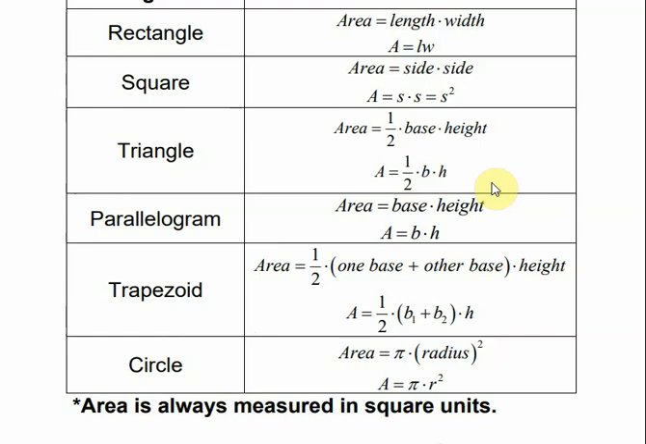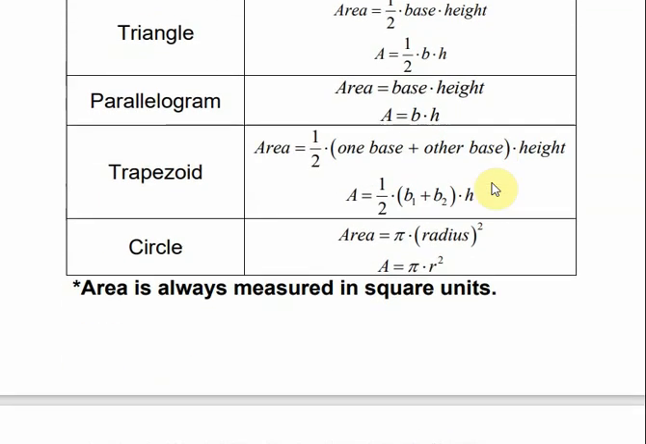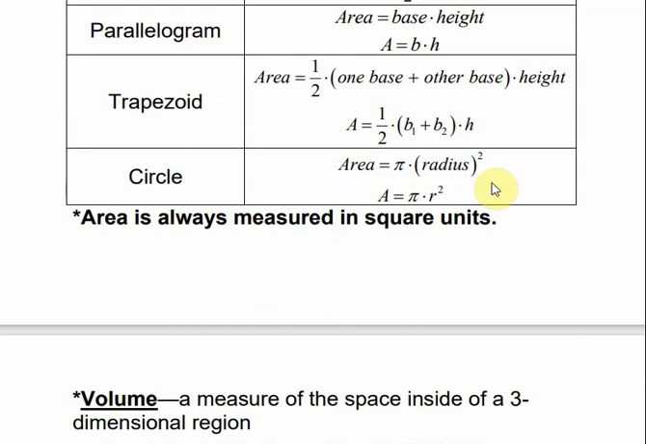For the circle, again, R stands for the radius. Now, perimeter was measured in just the units. For area, it's always going to be the unit squared. So, for example, it would be feet squared, or inches squared, or meters squared. Or you could say square feet, square inches, square meters.